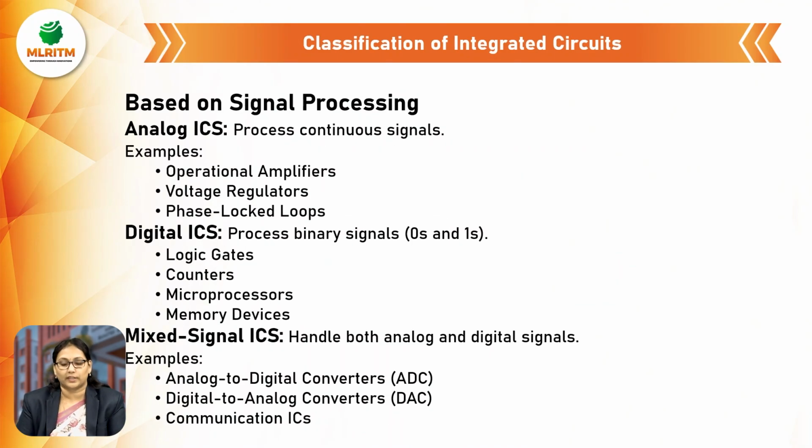Next, classification of integrated circuits. Based upon the signal processing, integrated circuits are classified into analog ICs, digital ICs, and mixed ICs. Analog ICs process continuous signals, for example operational amplifiers, voltage regulators, and phase locked loops. Digital ICs process binary signals like zeros and ones. Examples of digital ICs are logic gates, counters, microprocessors, memory devices, and all.